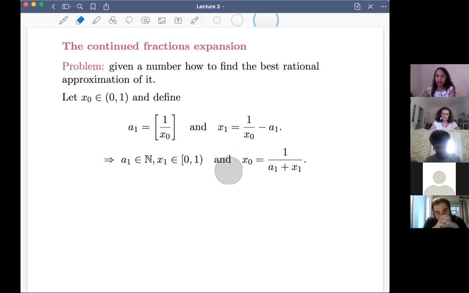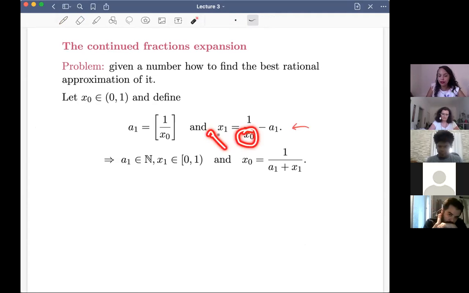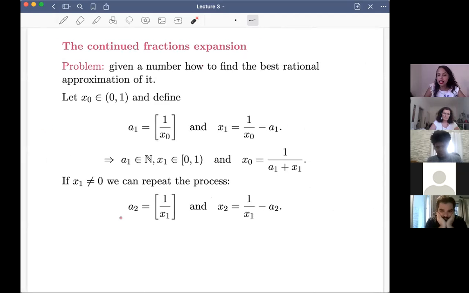If you write it like this, then you can rewrite x0 as 1 over a1 plus x1. It's simple, no? x1 is this guy. Then you pass x0 here, so you go up with x0, pass x1 dividing, and then you obtain this: x0 is 1 over a1 plus x1. Let's say that the x1 you obtain is not 0. If it's 0, you stop the process. If it's different from 0, then you can repeat the same process.